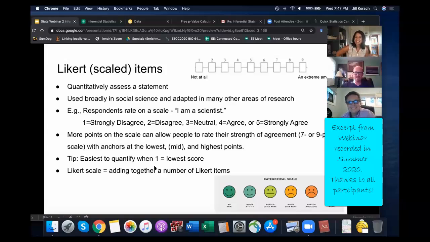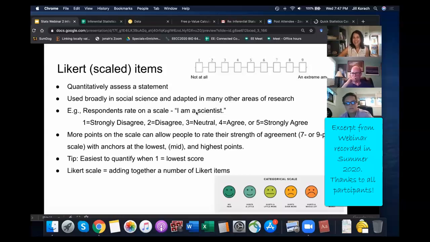But the idea is simply that there's an anchor or a description at least at the low point and the high point. You can see here in my work, I use the example of not at all and an extreme amount, so that it's not really written up for people to know exactly what I think each of those buckets are. There are different ways, and this is obviously used throughout social science and a lot of other research areas.